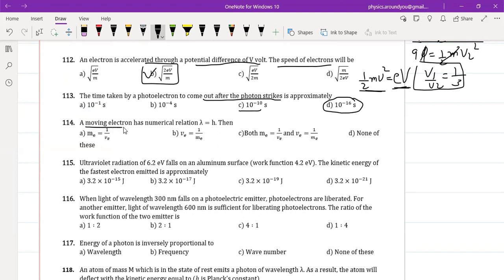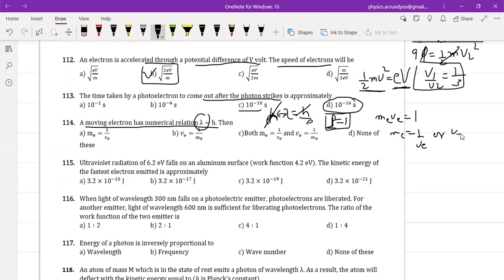Then, a moving electron has a numerical relation lambda equal to h. Lambda here is de Broglie wavelength. So lambda is equal to h by p, but they have told that lambda is equal to h itself. So h cancels on both sides. I get p is equal to 1. What is p for the electron? Momentum of the electron, m_e v_e equal to 1. So either m_e equal to 1 by v_e or v_e equal to 1 by m_e, isn't it? So C satisfies it. So hence 114 goes with C.